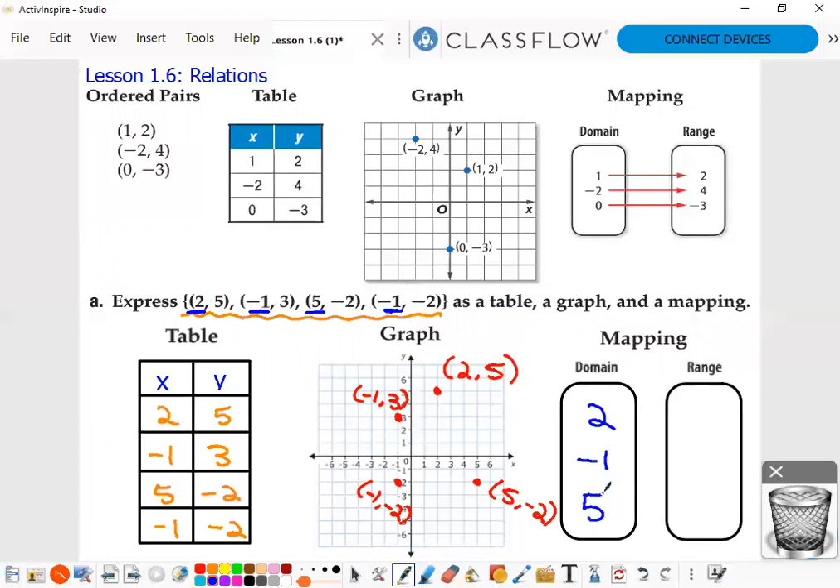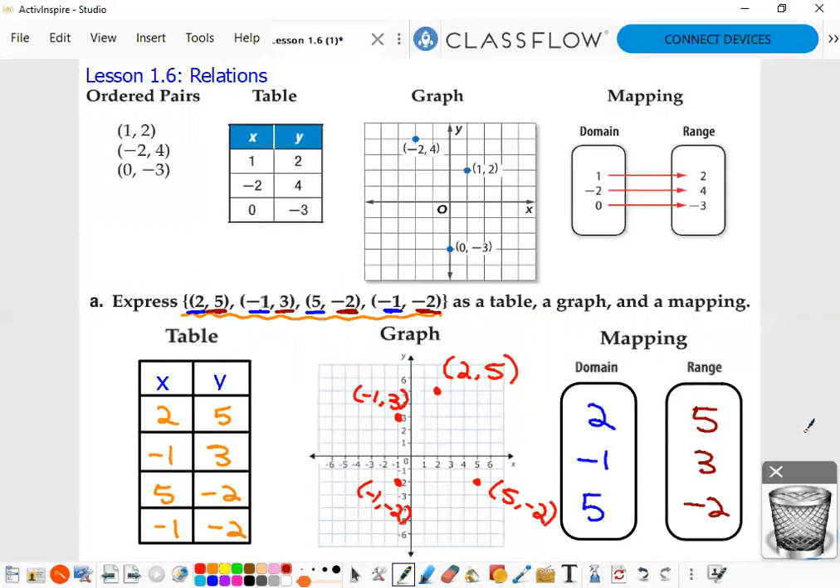Okay, and in my range column, see which color I want here. That makes a big difference. I see 5, 3, -2, -2. So again, that's hitting me right away. I see 2 -2s. I got to remind myself to only write it once. So I'm going to do 5, 3, -2.